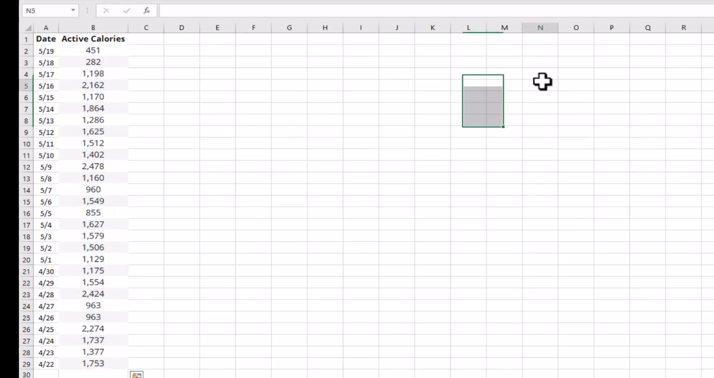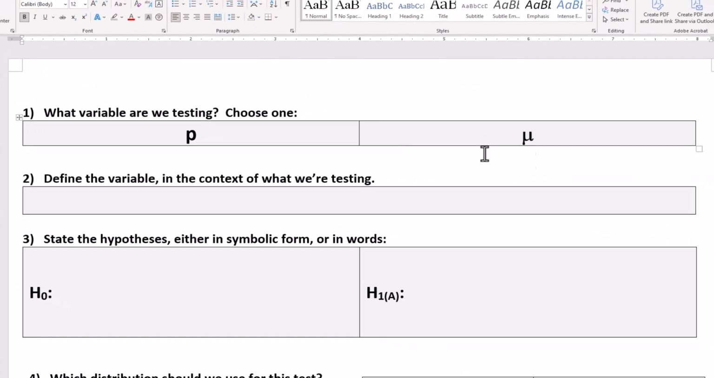I'm going to go ahead and delete this out. Now, in order to run our hypothesis test, we're going to have to set up a hypothesis in the templates. Let's get that out in here. Here we are. We are still doing average. Go ahead and highlight that.